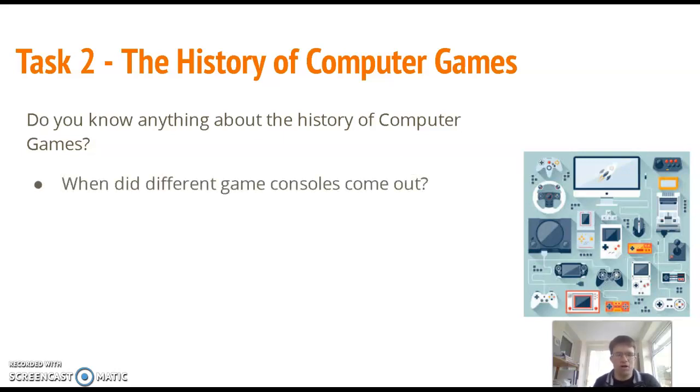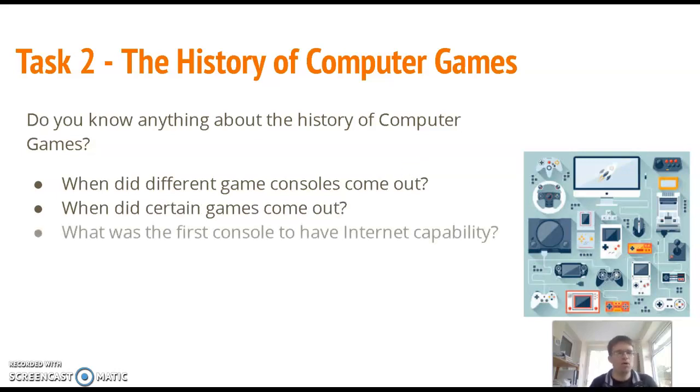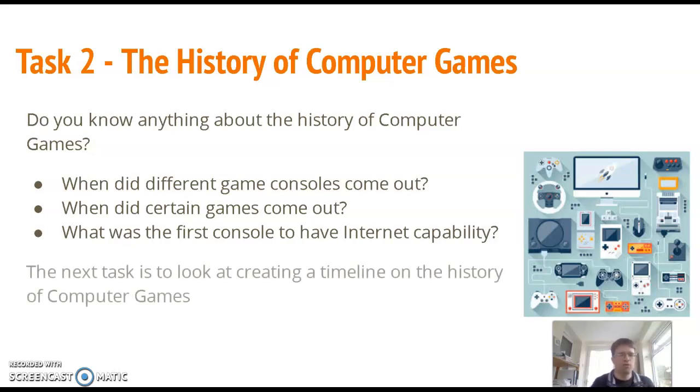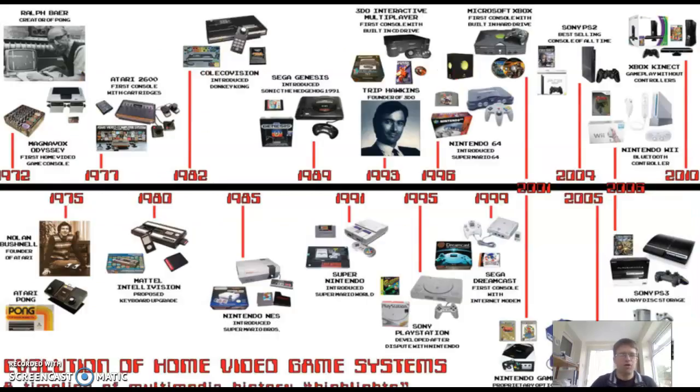So we're going to look at when different consoles came out. So when did the Xbox, the PlayStation come out? We're going to look at certain games, so when different games came out. And we might find out things like the first console to have internet capability, the first one that allowed you to play games online, those kind of things as well. So we're going to create a timeline on the history of computer games.